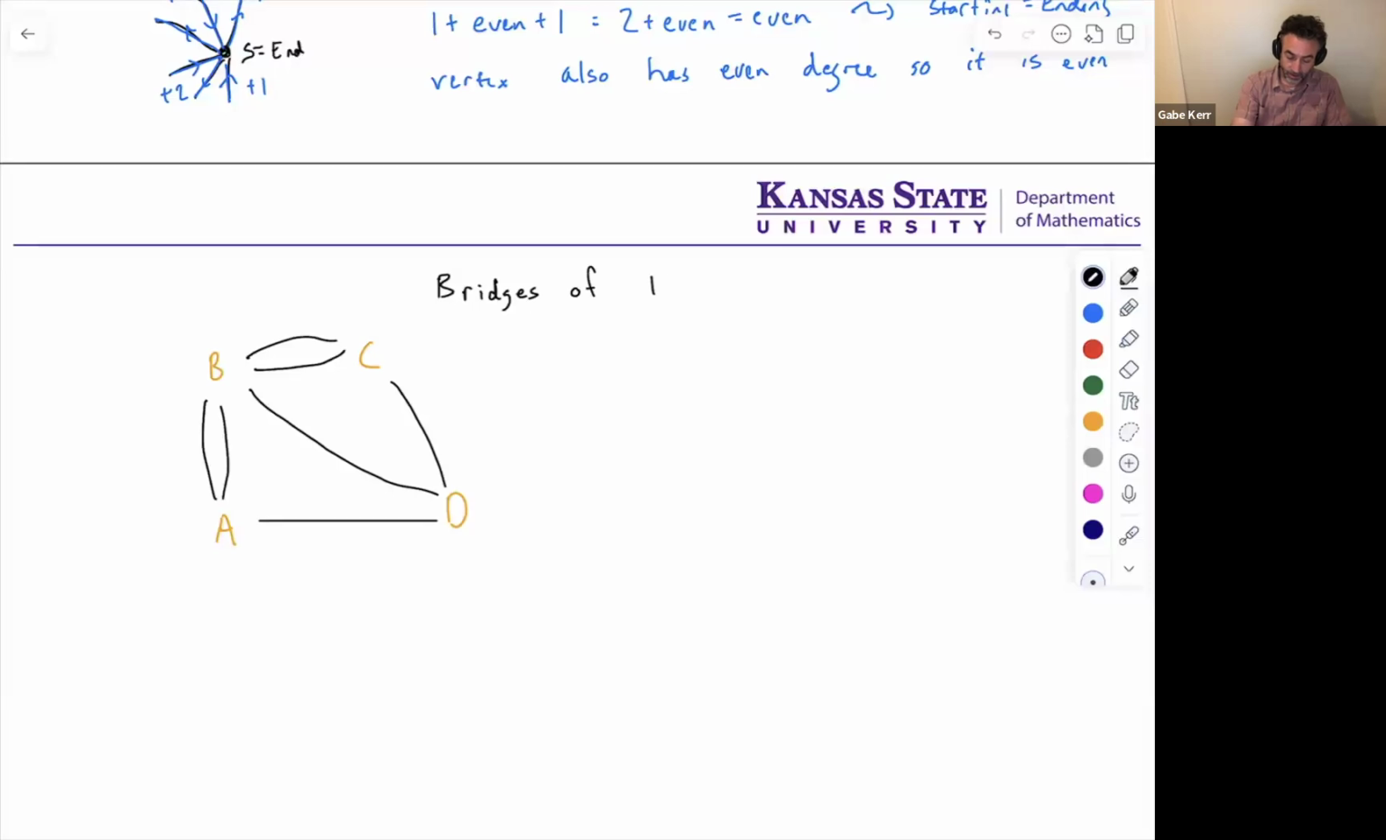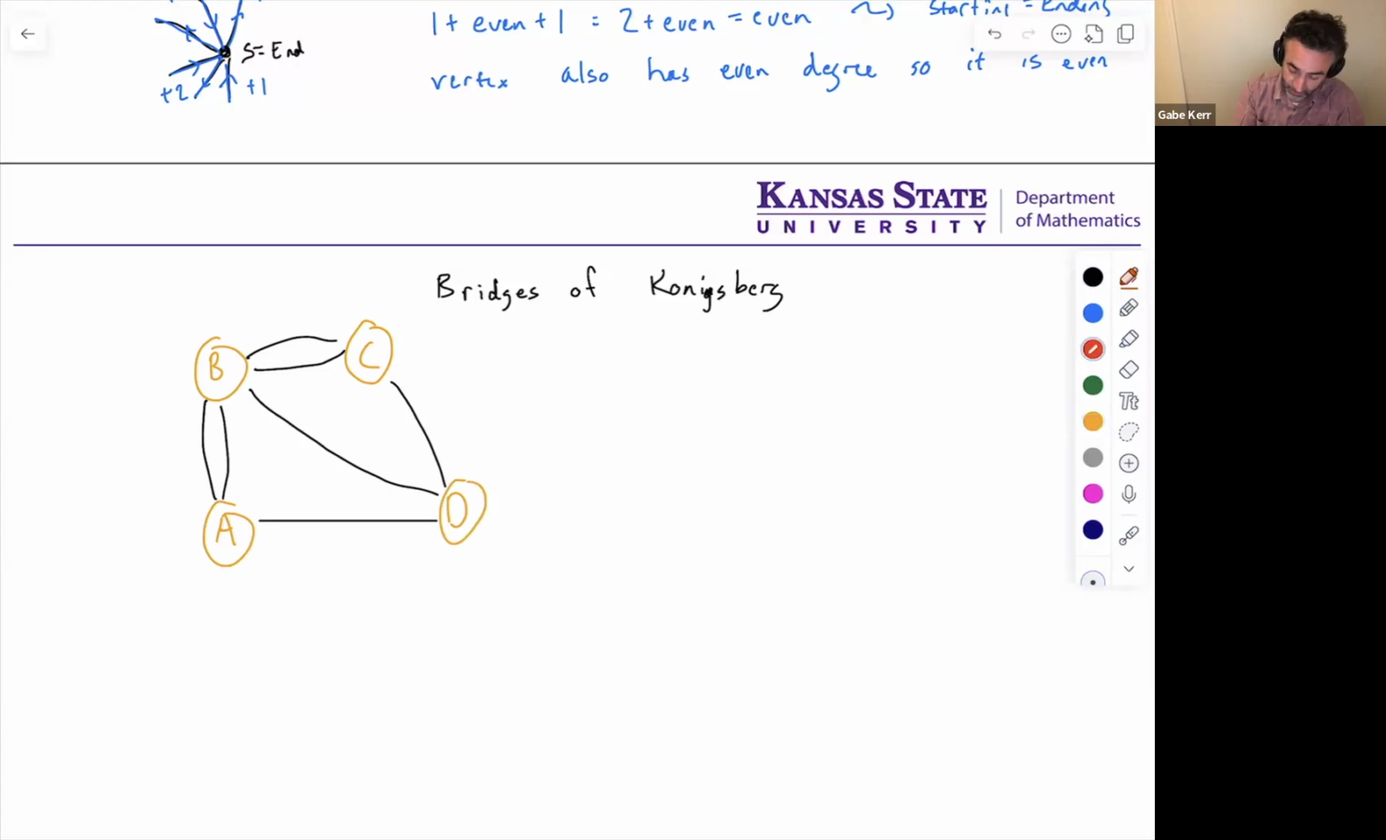Okay. And so I missed an N there. Oops. So now we can ask, is it possible that there is an Euler circuit here? And the answer is no, because we can write down the degrees of all of our vertices.